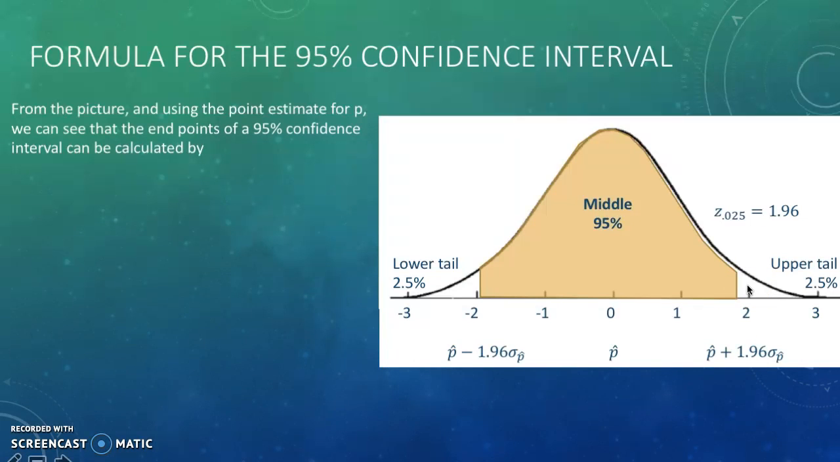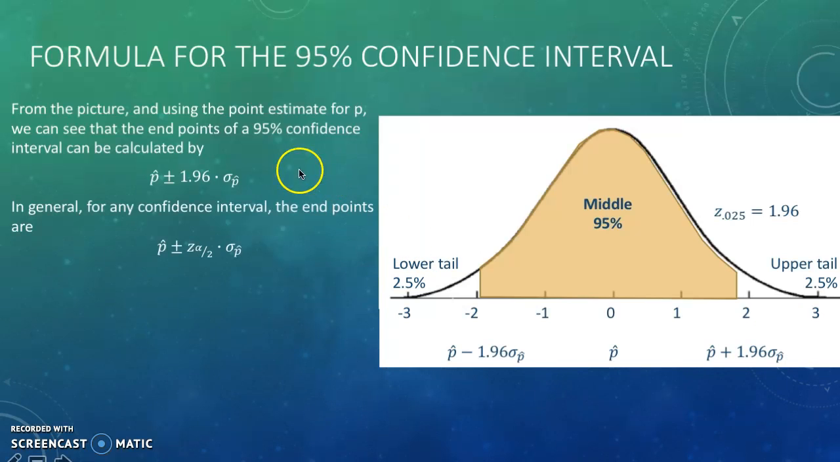From the picture and using that point estimate, you can see the endpoints of a 95% confidence interval can be calculated by taking p hat minus 1.96 times the standard deviation, or p hat plus 1.96 times the standard deviation. Generally speaking, it's not always 1.96 standard deviations away.